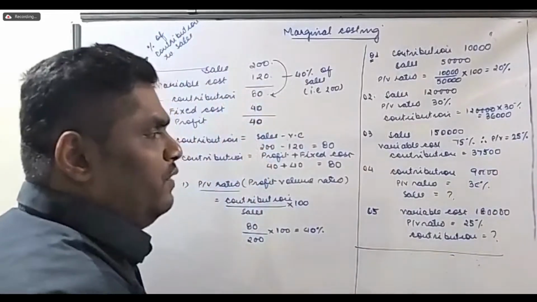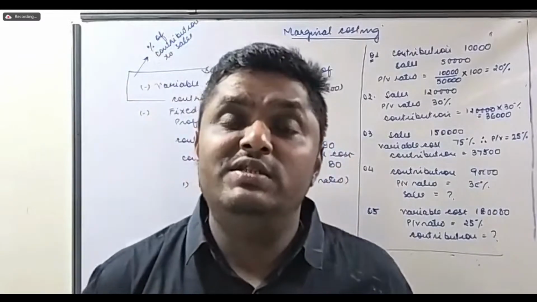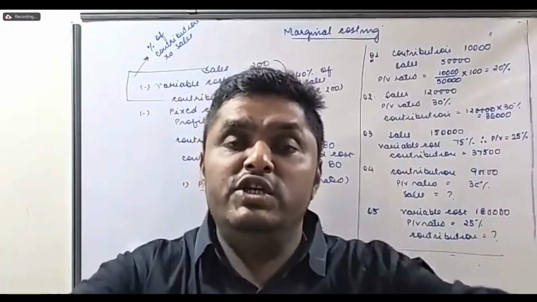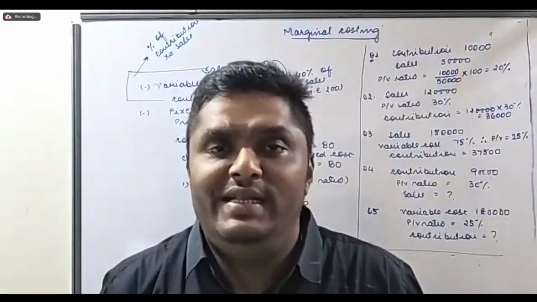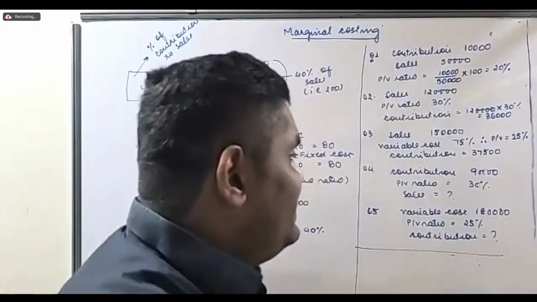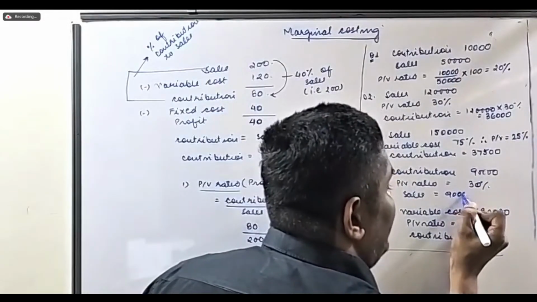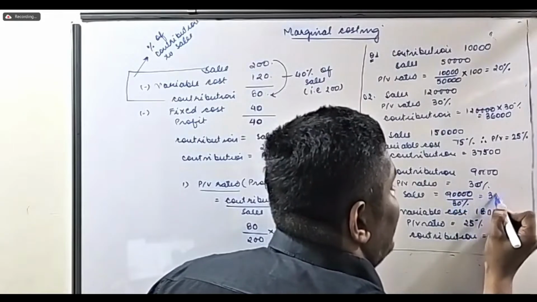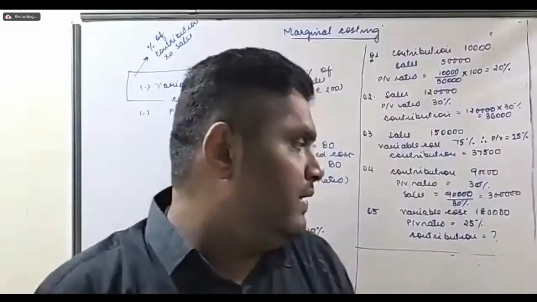Now the next calculation, 90,000 is my contribution and my PV ratio is 30%. So we have to calculate sales. So in short, we have to calculate a figure whose 30% is 90,000. So 90,000 is what? 30% of sales. So how much will be sales? Very simple, 90,000 divided by 30%. So 3 lakh will be my sales. And I think I got correct answers from everyone.